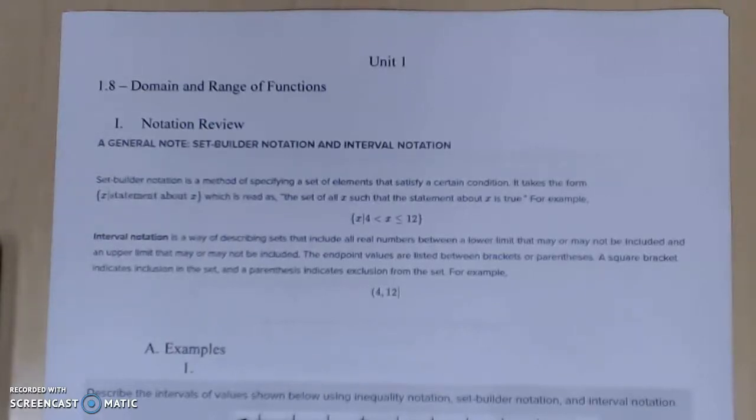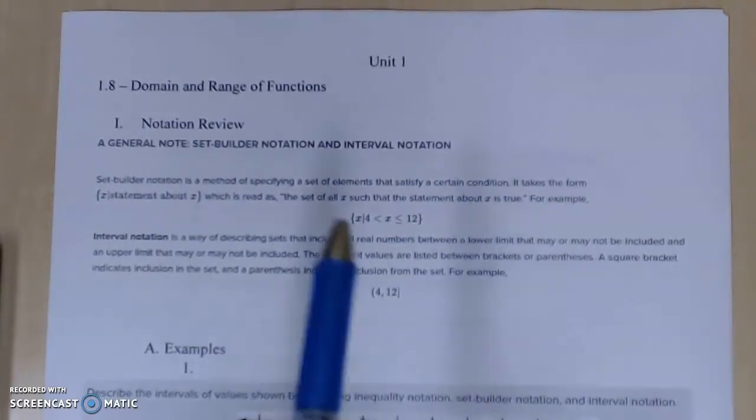In 1.8, we're going to be looking at domain and range of functions. We've already mentioned domain and range in previous sections, and we talked about ordered pairs and tables, and we looked at how to find that domain and range. Now we're going to dive a little bit deeper into more notation and looking at how to represent our answers in multiple ways.